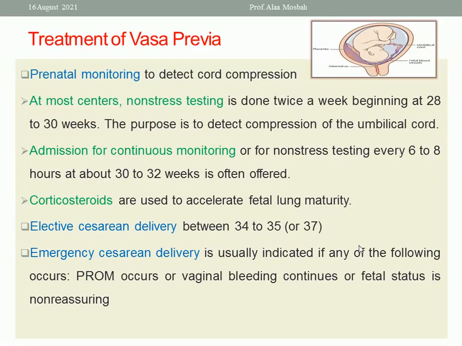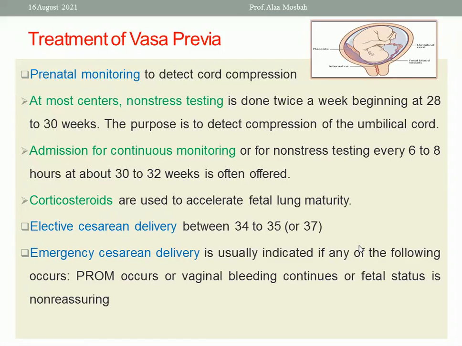What is the treatment? Prenatal monitoring to detect cord compression. At most centers, a non-stress test is done twice per week, beginning at 28 to 30 weeks. The purpose is to detect compression of the umbilical cord. Then you need to admit the patient to the hospital at a gestational age between 30 to 32 weeks. Then do continuous fetal monitoring or use non-stress test every 6 to 8 hours all the time the patient is admitted to the hospital.